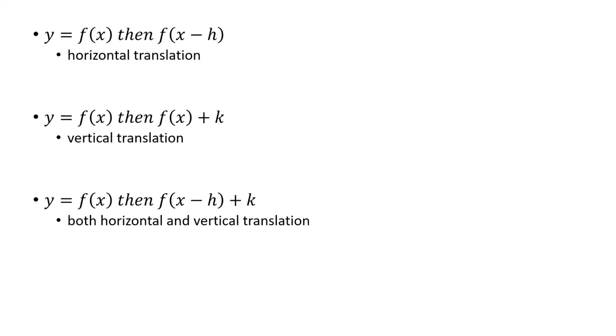Now, from this, we can conclude that when we subtract a constant h from x and then take the function value of it, there is going to be a horizontal translation. When we add a constant k to it, there's going to be a vertical translation. And when we do both of them, there's going to be both a horizontal translation and a vertical translation. Now note that this is possible for every function.